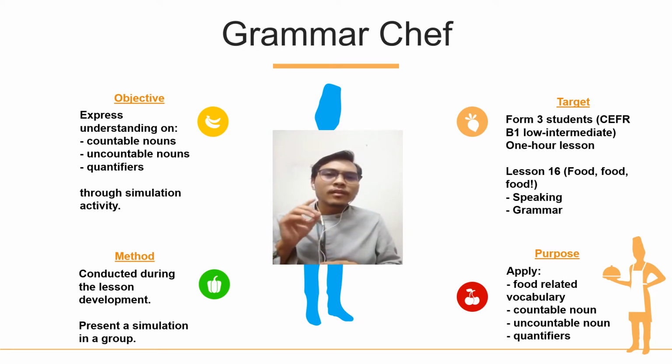The objectives of Grammar Chef are that, at the end of the lesson, pupils should be able to express understanding of countable nouns, uncountable nouns, quantifiers, and discourse markers through simulation. This activity will contribute towards the main objectives of secondary education, such as that by the end of secondary education, pupils are able to communicate with appropriate language, form, and style in a variety of contexts.